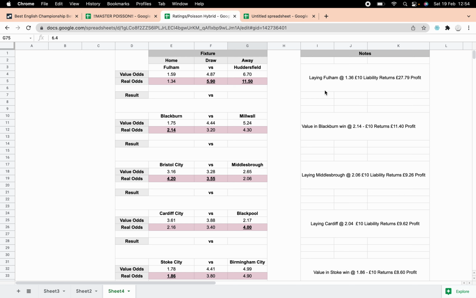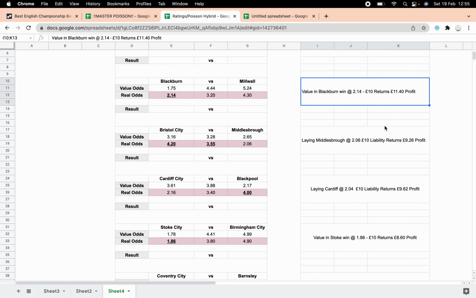So for the Fulham game, I've laid Fulham at 1.36 with a £10 liability, and that would return £27.79 profit, because as you can see here, we're getting better odds for the draw and the away win than we think we deserve, if you like, for Huddersfield. And the odds for Fulham are lower than we deserve, so we've laid that and we're looking for the value there. And then Blackburn Millwall, there's value in a Blackburn win at 2.14, so £10 returns £11.40 profit, because we can see here Blackburn are favourites, but there is also quite a lot of value in the Blackburn odds, so 2.14 when we're thinking we should only get 1.75. So we're putting £10 on that, and that would return £11.40.